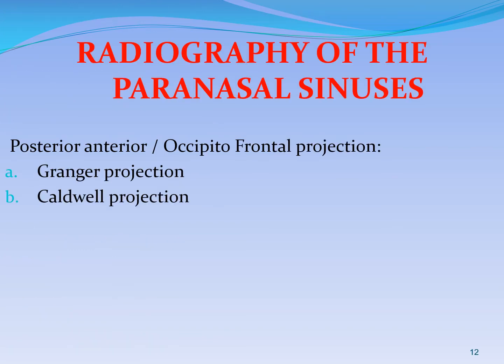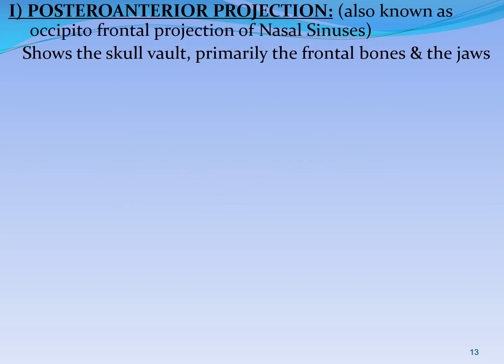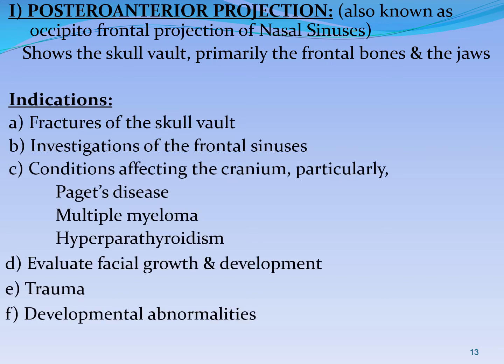Now coming to the radiography of the paranasal sinuses. Under that, we have posterior anterior projection, that is Granger projection, and Caldwell projection. Posterior anterior projection, also known as occipitofrontal projection of nasal sinus. This projection shows the skull vault, primarily the frontal bones and the jaws. So the indications are fractures of the skull vault, investigation of the frontal sinuses, and conditions affecting the cranium, particularly Paget's disease, multiple myeloma, or hyperparathyroidism. This view is also important to evaluate the facial growth and development, trauma, and developmental abnormalities.